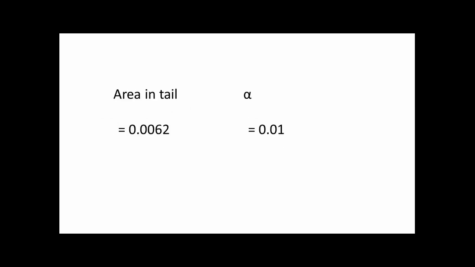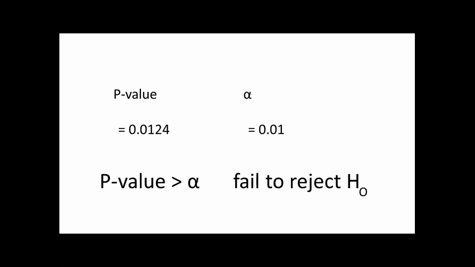To get the p-value, I first calculate my test statistic, x bar minus mu over sigma divided by the square root of n, and I get a z-score of negative 2.50. This has an area in the tail of 0.0062. That comes from the z-table. And as this is a two-tailed test, we multiply this number by 2 to get a p-value of 0.0124. Since the p-value is greater than alpha, we fail to reject H0.